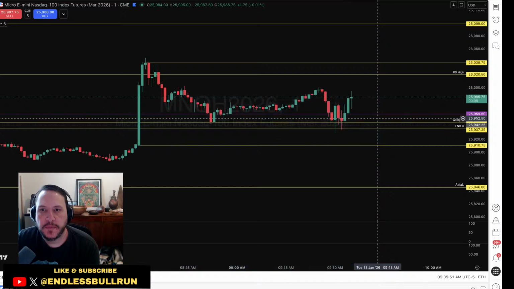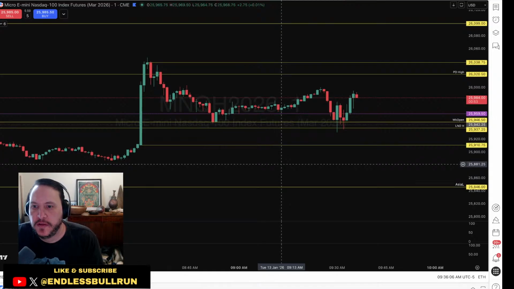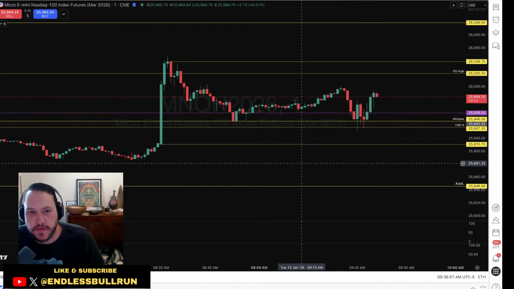Let's see if I can button up this framing. There we go. Mobile should be a better framing now. You can see the price action and the level markings.